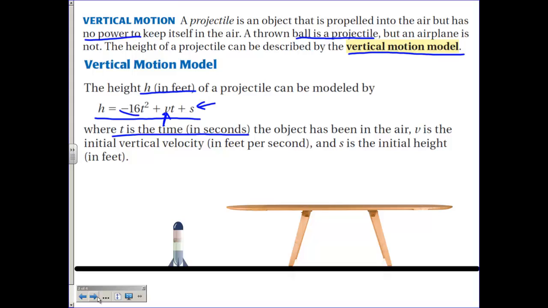So the S again is, let's say we have a bottle rocket sitting here. If the bottle rocket is on the ground, then S is equal to 0, so there would be no S in our problem. Let's suppose that the rocket was launched from a table and the height above the ground of that table was 3 feet. Then in that case, S would equal 3 feet. So the model does take into account whether the item is launched from the ground or not. But for now, we're just going to assume it's being launched from the ground.